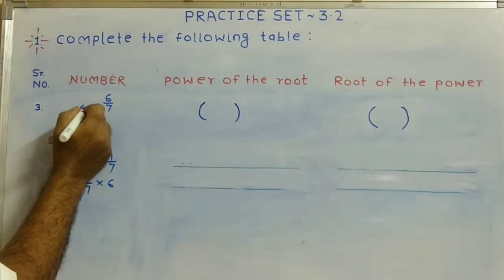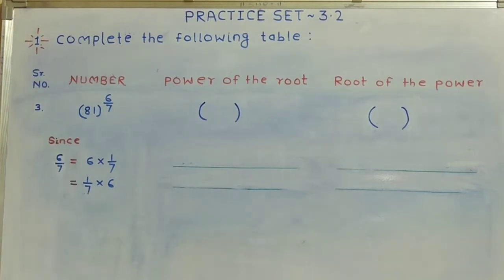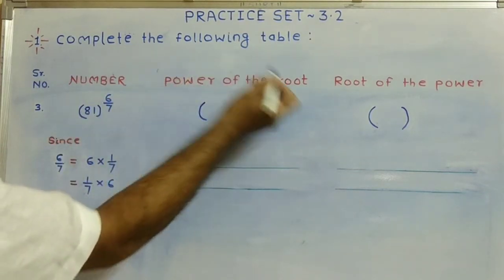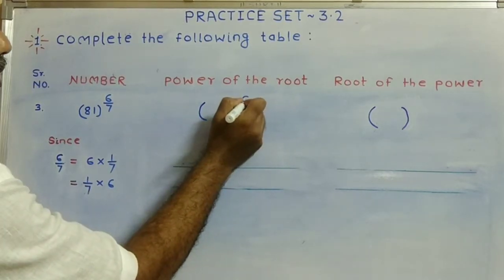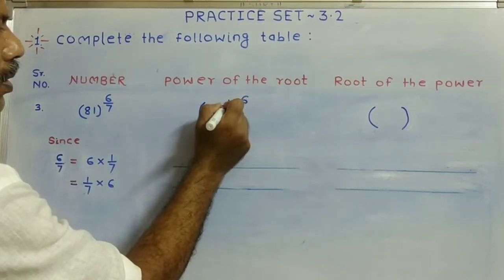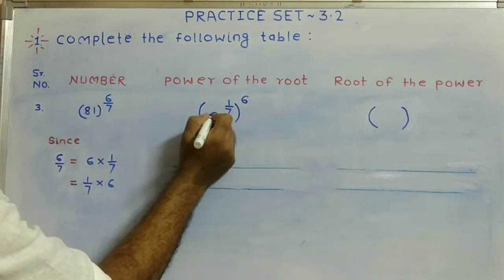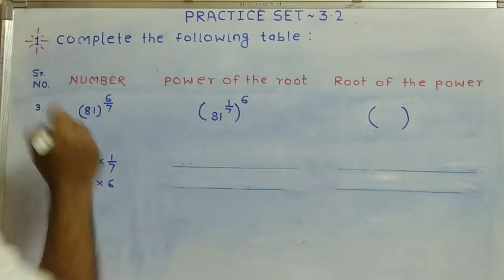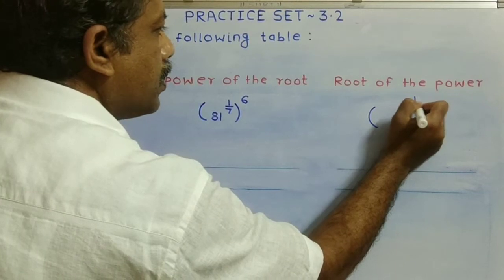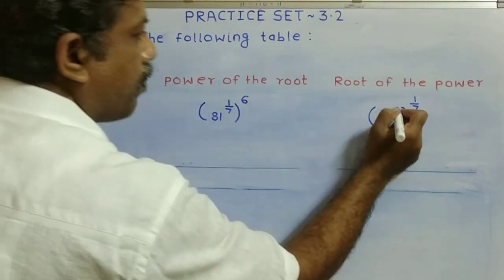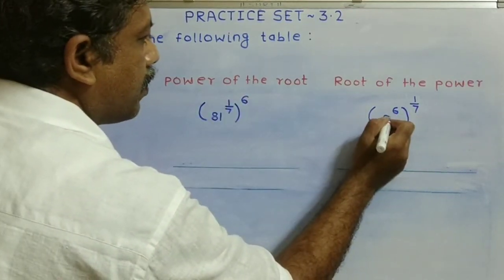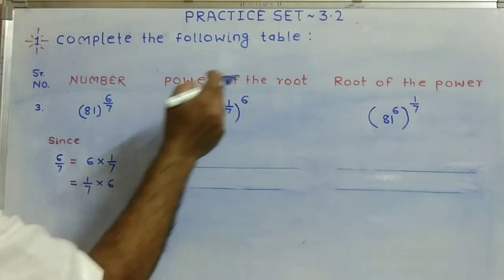Now this is the third example. 81 to the power 6 upon 7. Now which is power here? Power is 6. Therefore you have to write the power of the root. Therefore here you should write 6. Which is root here? 1 upon 7. Write 1 upon 7 here. Which is your number? 81. Now root of the power. Which is your root? 1 upon 7. Which is your power? Your power is 6. Therefore, which is your number? That is equal to 81.